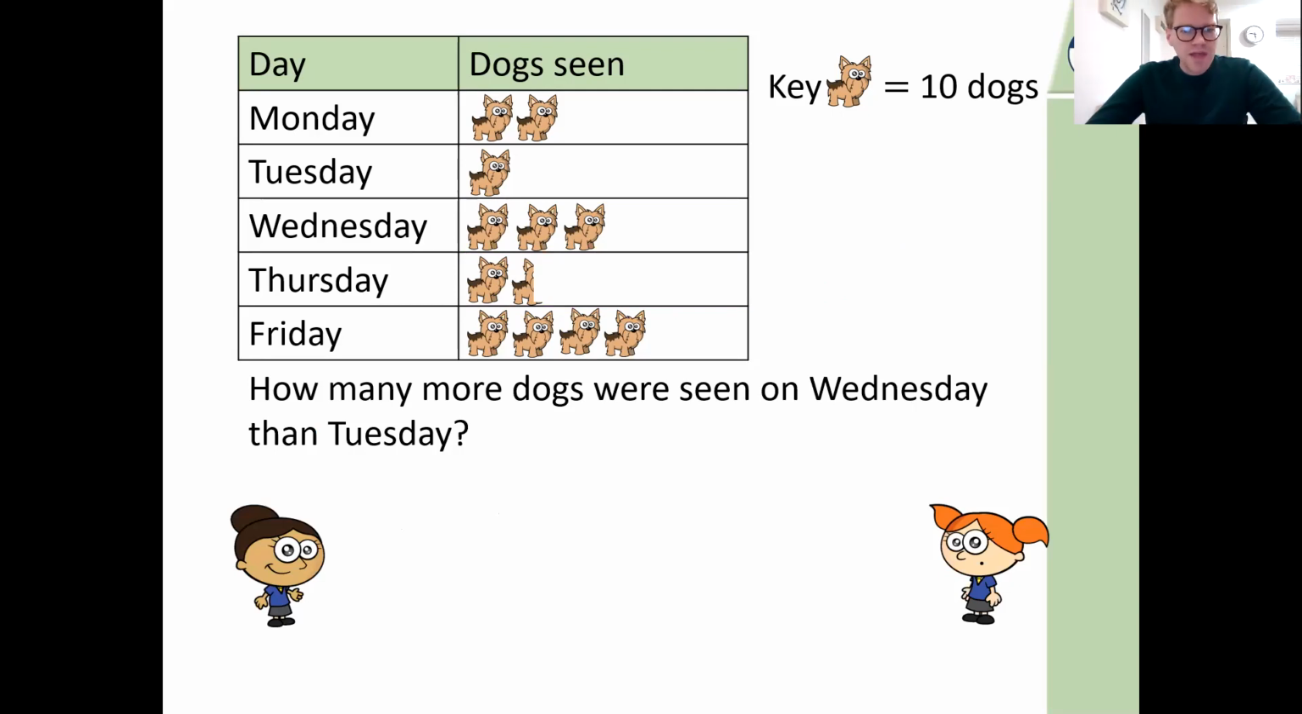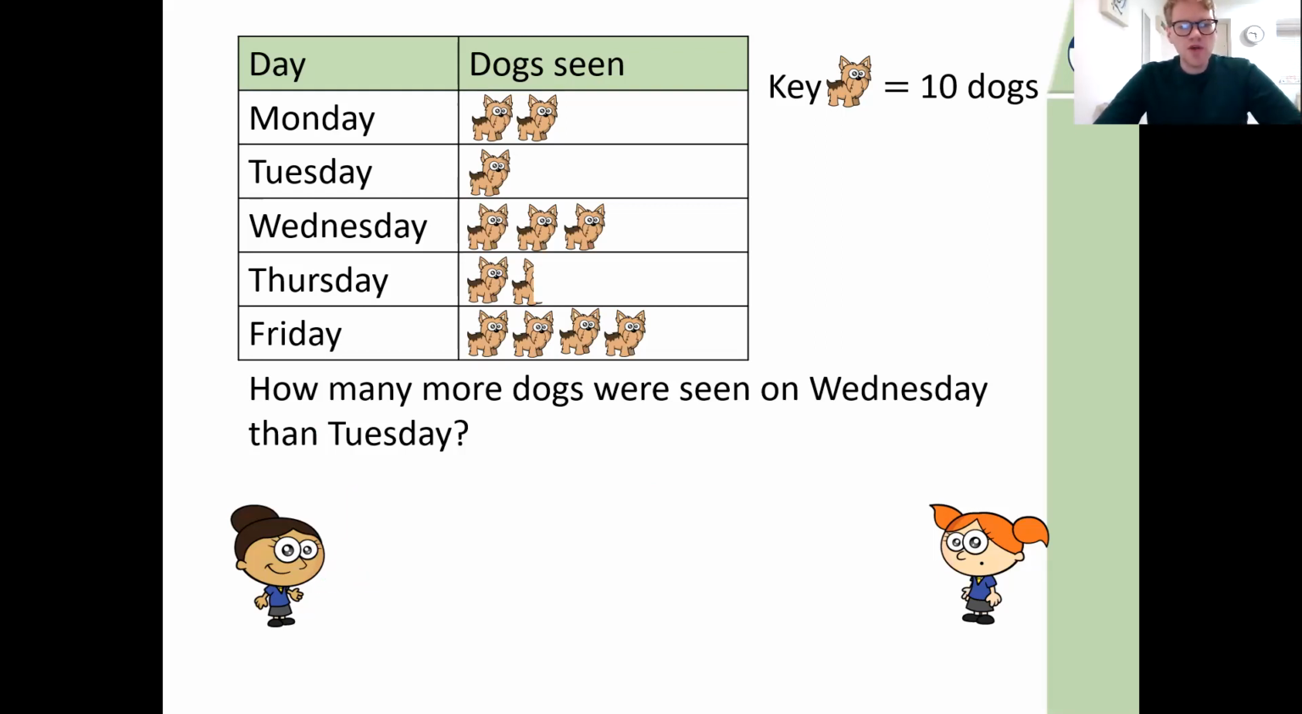Here we've got a couple of people talking about this. How many more dogs were seen on Wednesday than on Tuesday? Okay, a couple of ways we could solve this. So we're going to look at a couple of different strategies. Maybe first of all, though, you can pause the video here and see which strategy you use to solve this. So how many more dogs were seen on Wednesday than were seen on Tuesday? Stop here and have a think.